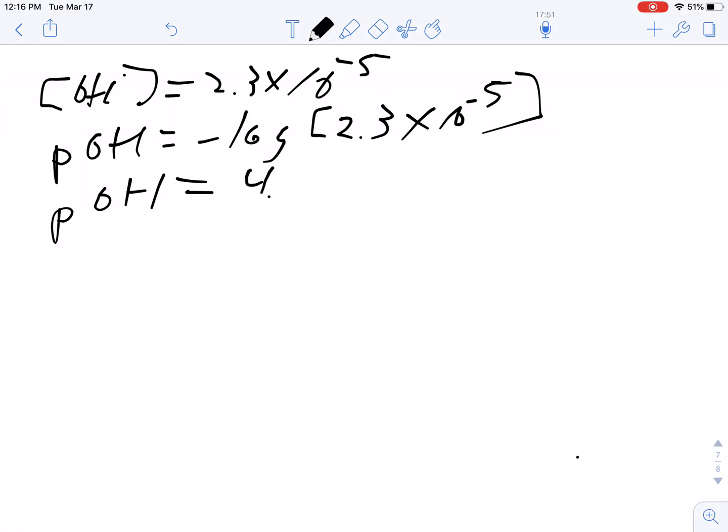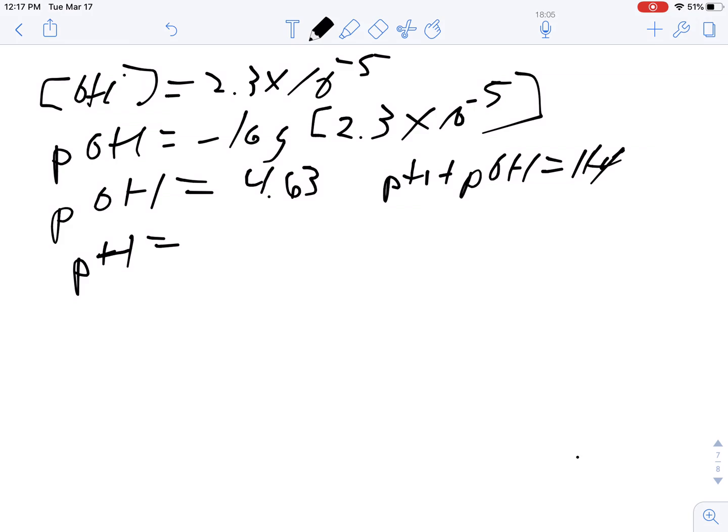That's going to be 4.63. And therefore the pH is going to be, because we know the pH plus the pOH has to equal 14, that means the pH is going to be 9.37. And then we want to do a check on this.